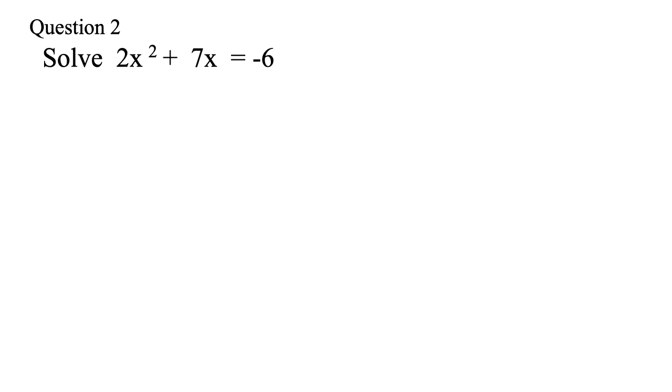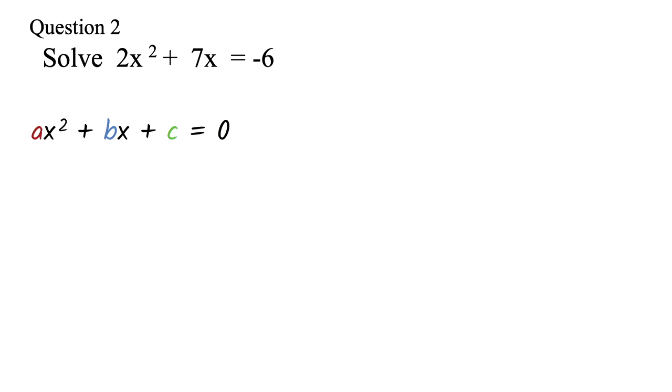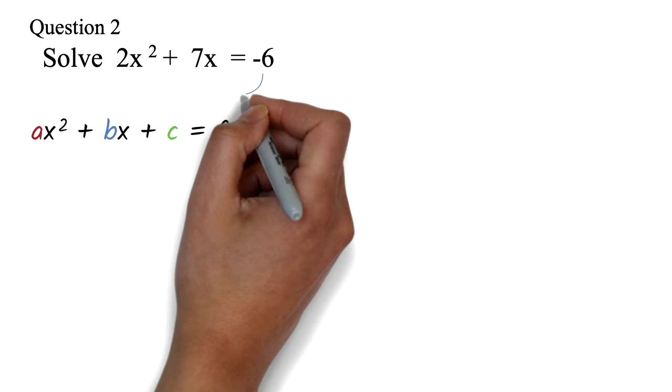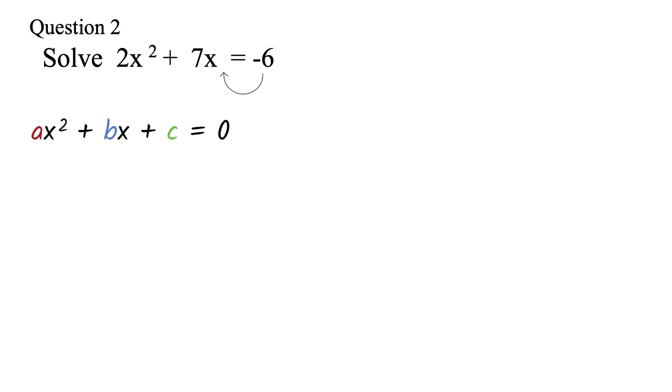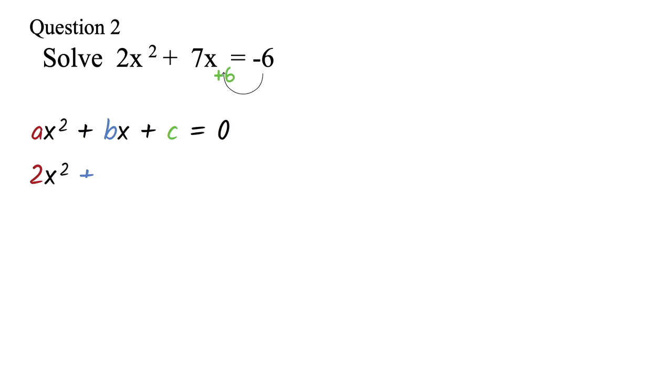Question 2. Solve the quadratic equation 2x squared plus 7x equals -6. We will be using the quadratic formula. First, make sure your equation is in the form ax squared plus bx plus c equals 0. That means everything is on one side of the equation and 0 is on the other side. This is not in that form. We have to move the -6. Because it is negative, we can move it across the equal sign to become positive. So we will have 2x squared plus 7x plus 6 equals 0. Now it's in the form that we want.